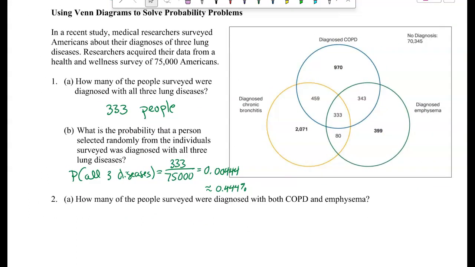Now, let's see if we can keep going with this on the next question. How many of the people surveyed were diagnosed with both COPD and emphysema? So this is the probability of COPD and, if I can spell emphysema, only reason why is because it's right there in front of me on the paper.